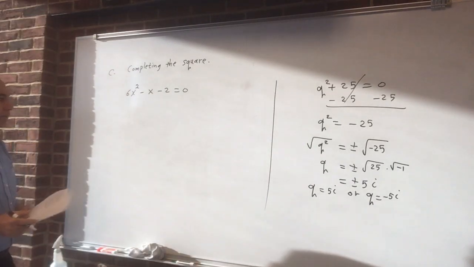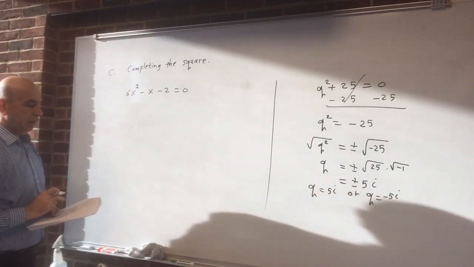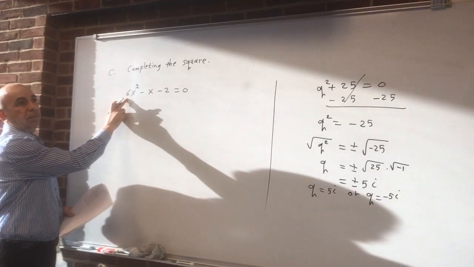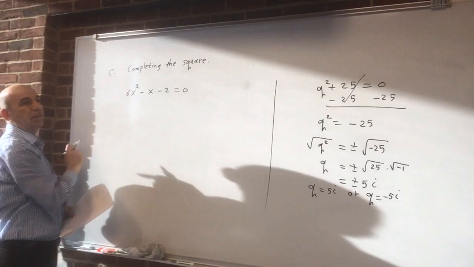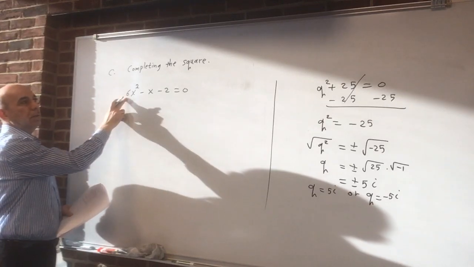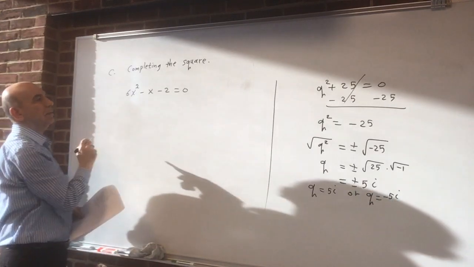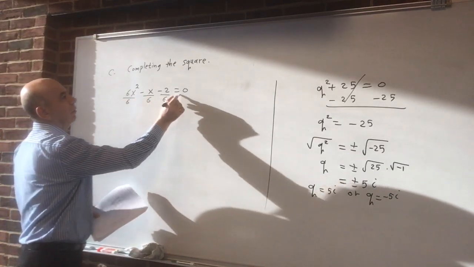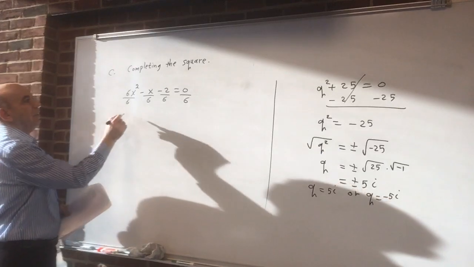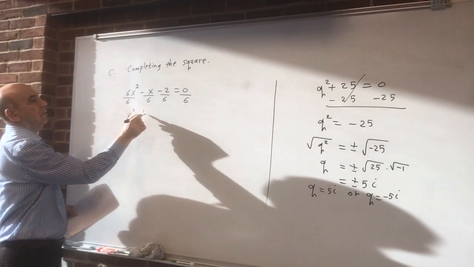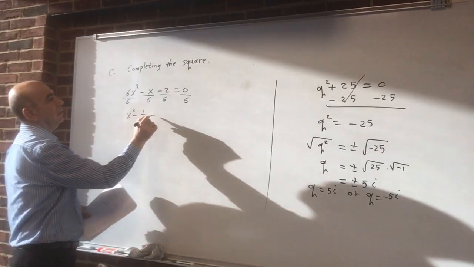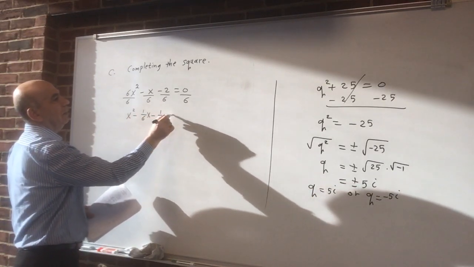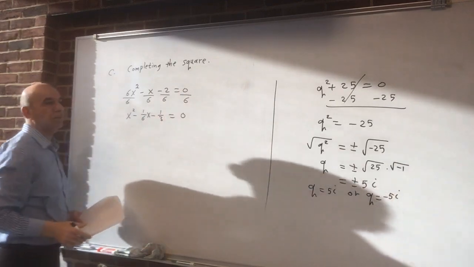So first, how to complete the square? First, make sure the coefficient of x squared is 1. Here the coefficient is 6. To make it 1, divide each term by 6. So we get x squared minus 1 over 6x minus 1 over 3. 0 divided by 6 is 0.